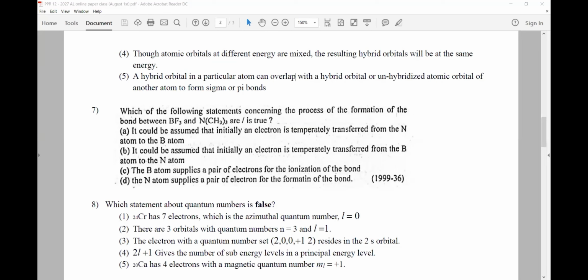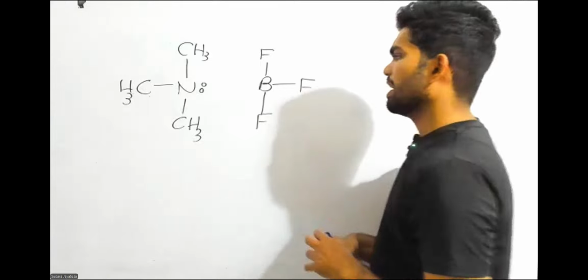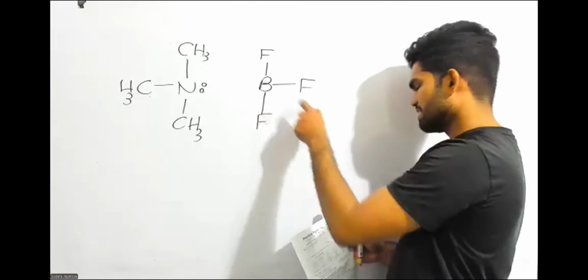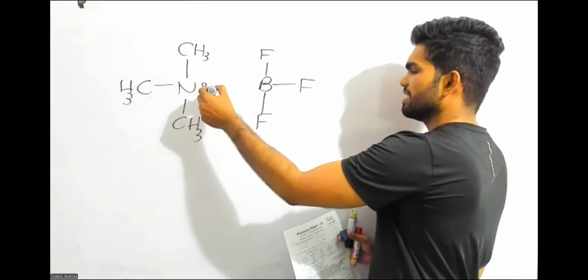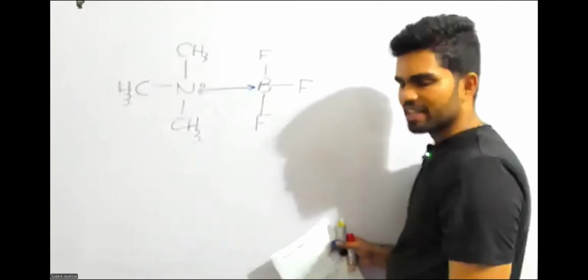This is a very good example of a dative covalent bond. There are two answers, since it's an ABCD question, there might be two answers. Let's see. Here you have N with a lone pair on nitrogen, and this one is electron deficient, so they make a bond. You can say the nitrogen is donating the electron pair to the boron, and then they make a bond.